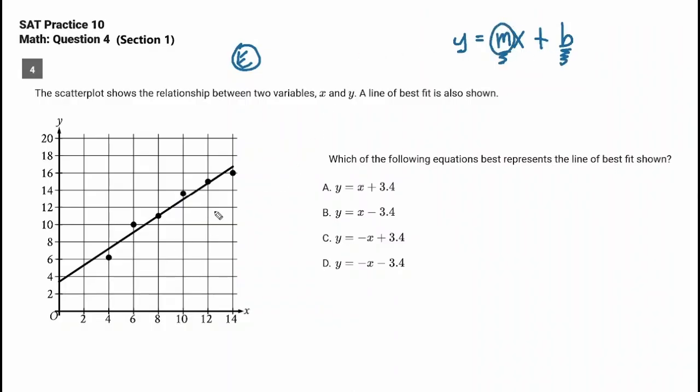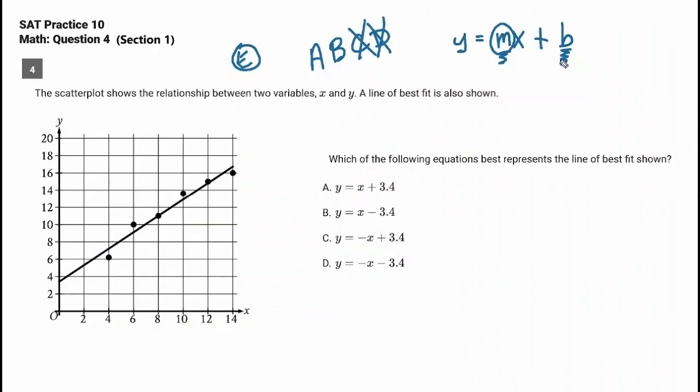What about this slope? Can you say anything about it? Like, is it positive or negative? It's definitely positive. So write down A, B, C, D, and let's cross off any answer choices that have negative slopes. Hey, C and D, those are negative x's. So they can't be right. So cross them out.